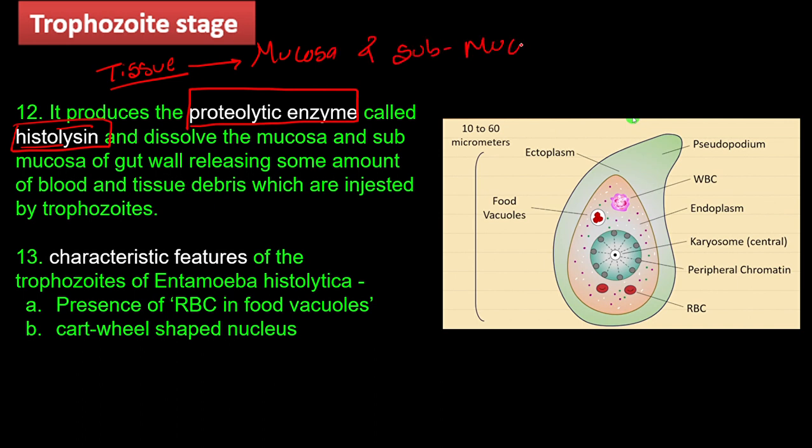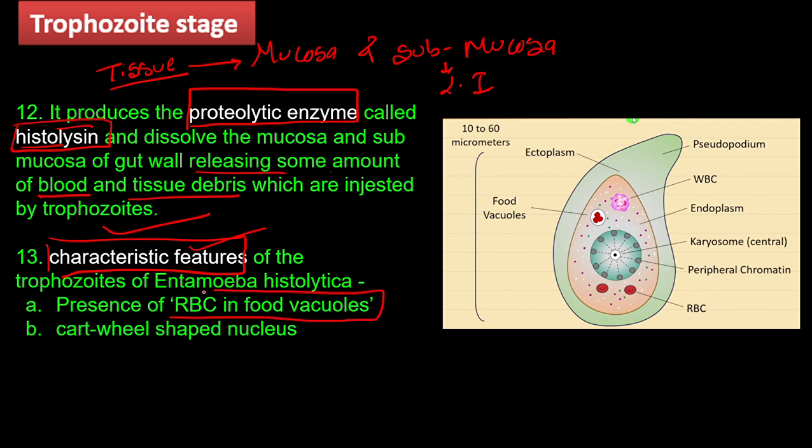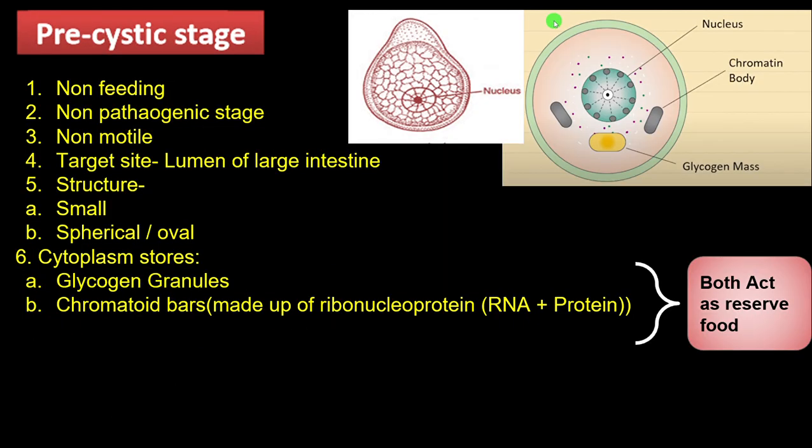Where will you see mucosa and submucosa? You are going to see them in the large intestine, right? So that's what it is going to do. Let's see here, releasing some amount of blood, because near the mucosa and submucosa there will be blood vessels too, and tissue debris, and these all are ingested by the trophozoite. So if I ask you to find out whether this is the trophozoite stage or the other two stages, how will you figure it out? The characteristic feature of trophozoite is the presence of RBC in the food vacuole, and the second was the cartwheel shaped nucleus. These two are the characteristic features of the trophozoite stage.